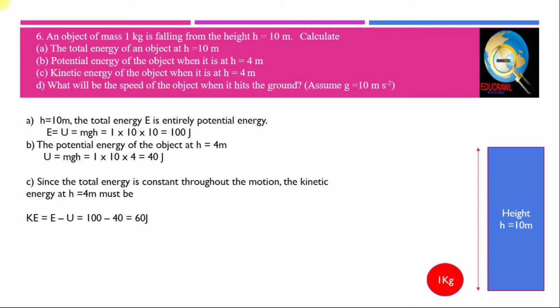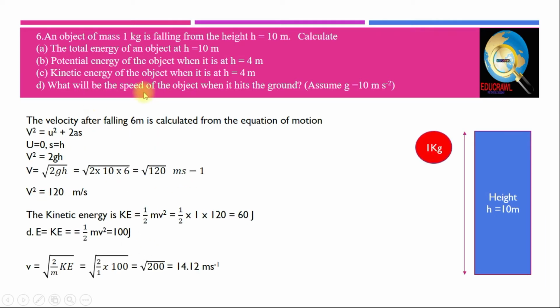Sum of the energy means kinetic energy plus potential energy should be 100. So kinetic energy plus potential energy is equal to 100. So kinetic energy can be easily found by total energy minus potential energy. Total energy is 100 minus the potential energy 40. So the kinetic energy value can be easily found as 60 joule.